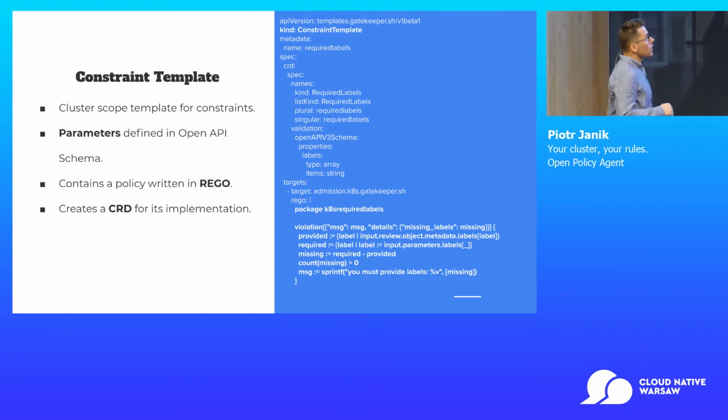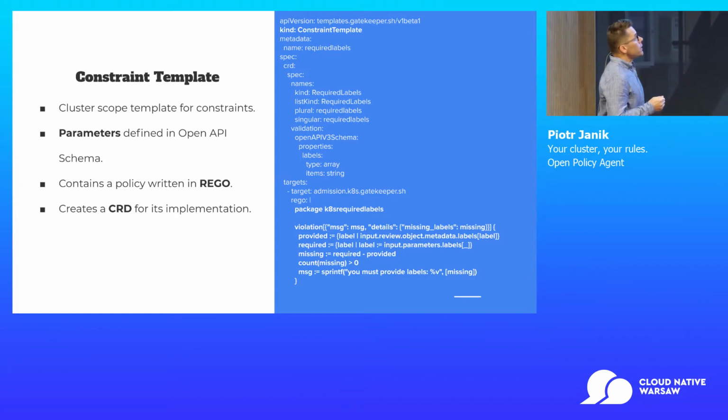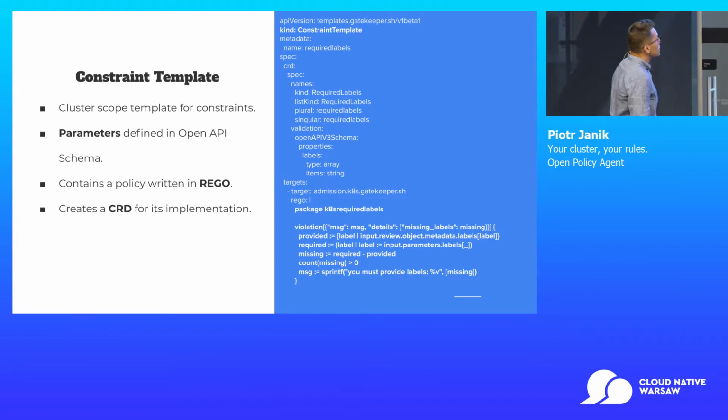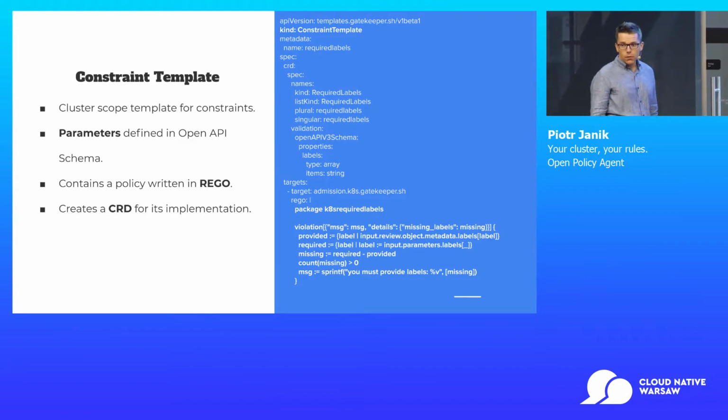So the future constraint will need to provide the labels that are required. We're not hard coding it here. And the Rego part: violation. This is the Rego rule. If it returns something, then the deployment won't be applied.